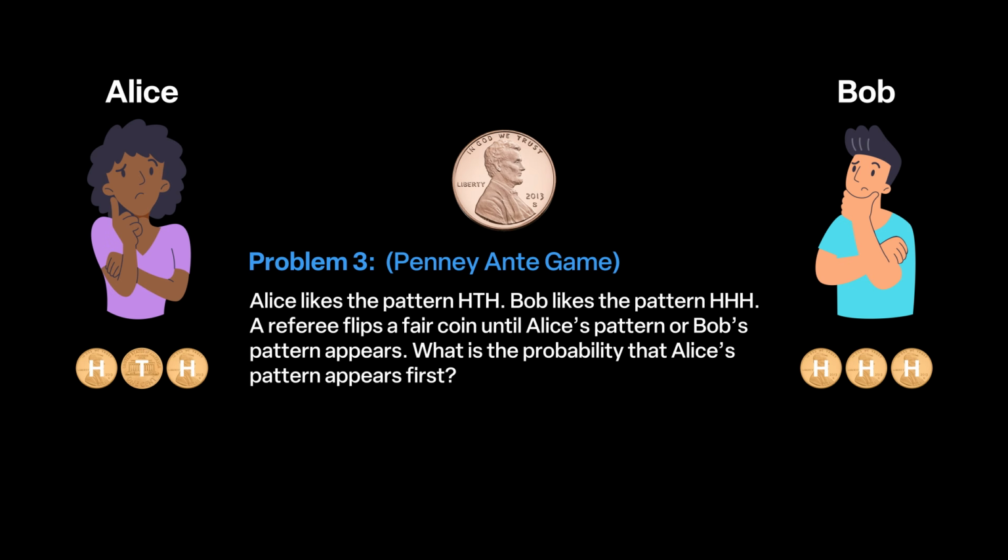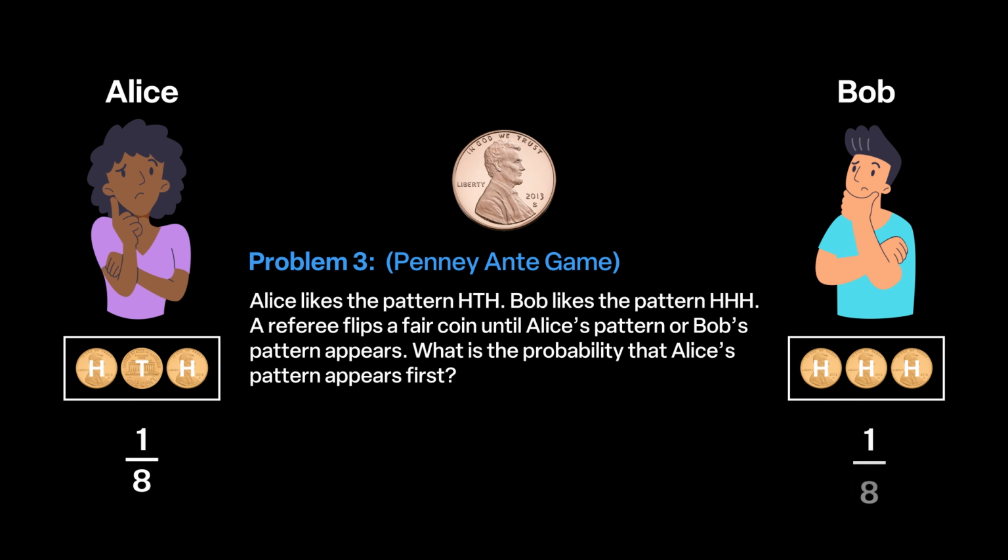Back to the problem. If you flip a coin 3 times, the probability that you get heads, tails, heads is 1/8. The same is true for heads, heads, heads. Both patterns are equally likely. So make a prediction for who has the advantage, Alice or Bob. They each win half the time, right? Wrong. Let's draw a state diagram to find the correct answer.